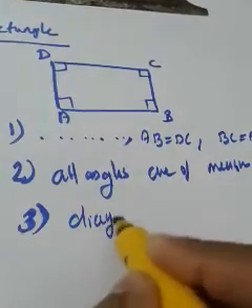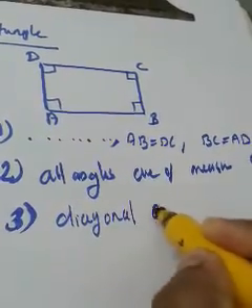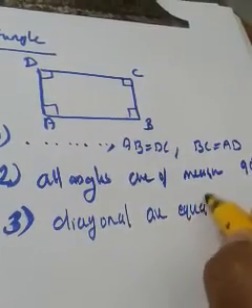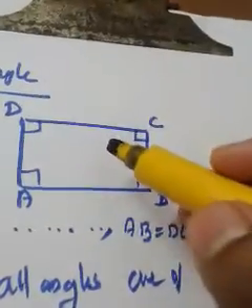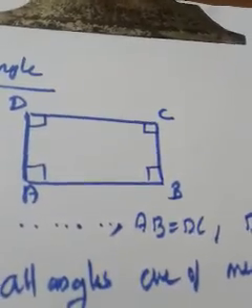Diagonals should be equal. Diagonals are equal in a rectangle. That means, you know what is a diagonal? Can you tell me which are the diagonals?